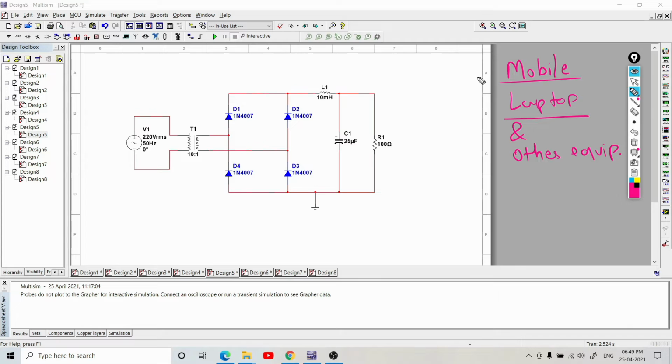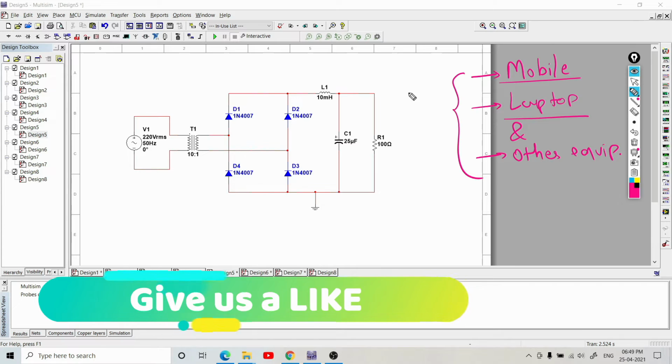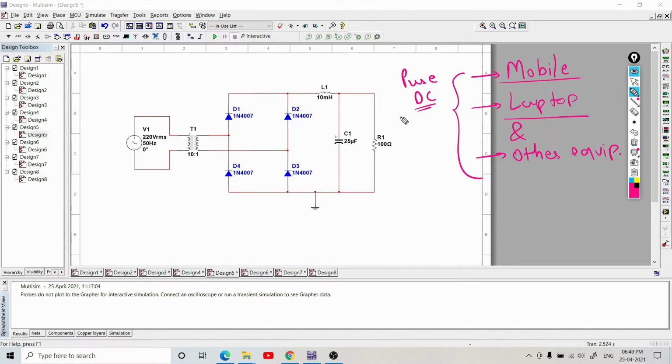At our home, we have mobile phones, laptops, and so many other equipments which need to be charged, right? And to charge those devices, what do we require? We require to give a pure DC supply to the battery of that device, right? So the requirement of all these devices is pure DC, correct?